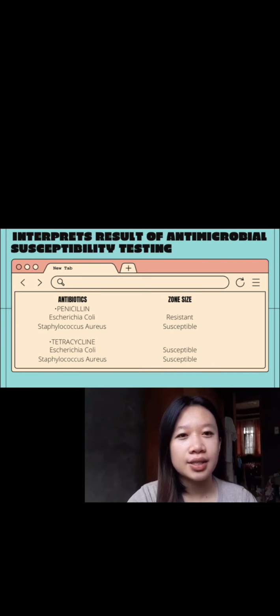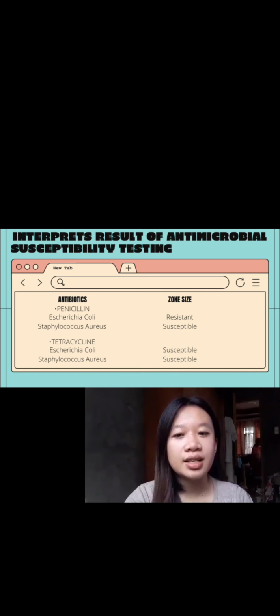Regarding antibiotics, we're going to discuss first the penicillin. Under this, we have E. coli, which is resistant because there is no zone of inhibition. Next is Staphylococcus aureus, which is susceptible and there is a wide zone of inhibition. For the next antibiotic, we have tetracycline. E. coli is susceptible with a wide zone of inhibition. Staphylococcus aureus is also susceptible with a wide zone of inhibition.